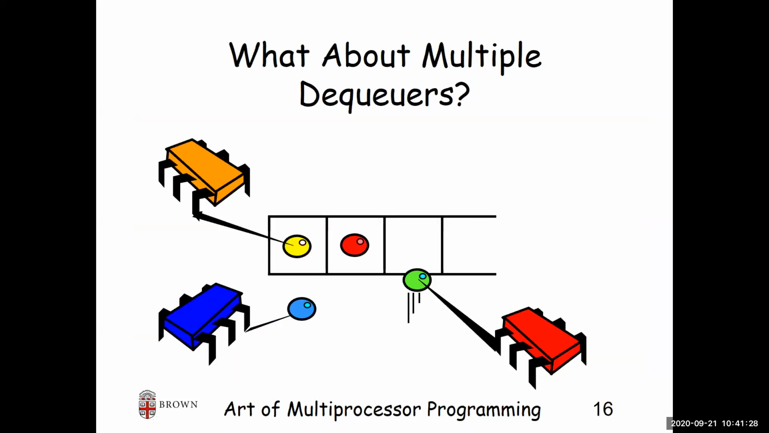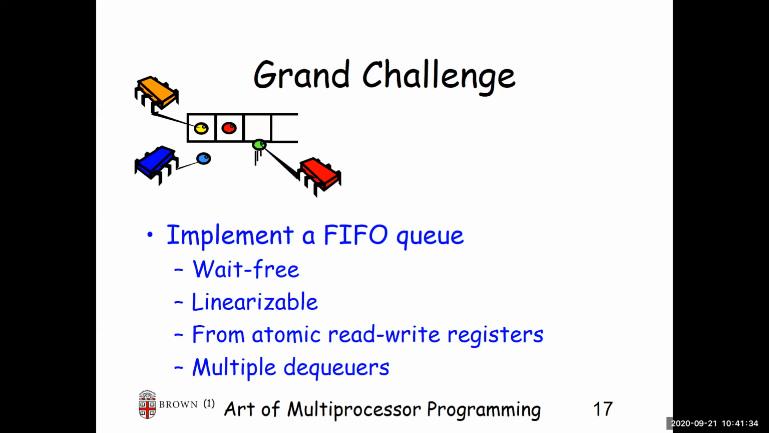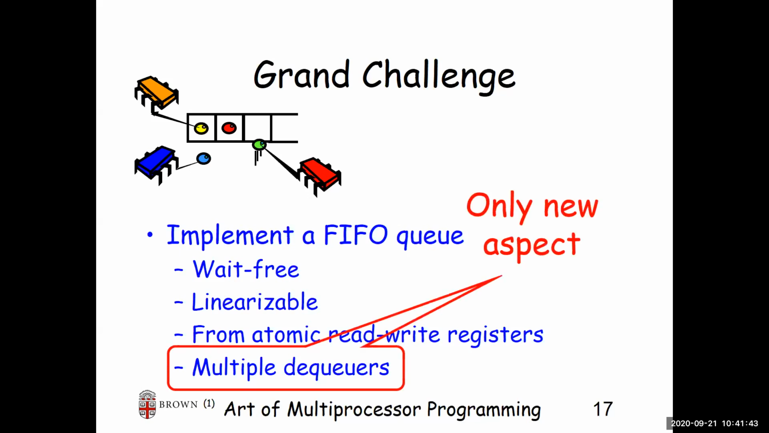So what if we have multiple dequeuers? That same wait-free thing is not going to work. And so the grand challenge is to implement a FIFO queue that is wait-free, linearizable, from atomic read-write registers, and has multiple dequeuers. This is the new aspect. If I don't include that last aspect, the code on the last slide will work, right?